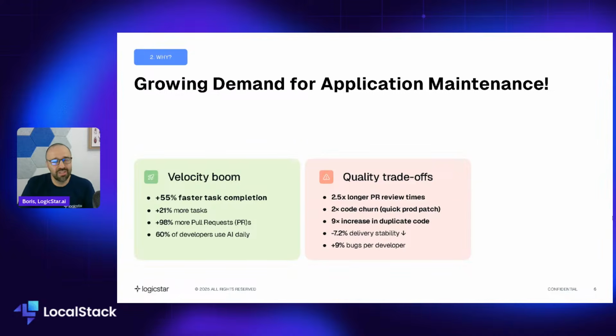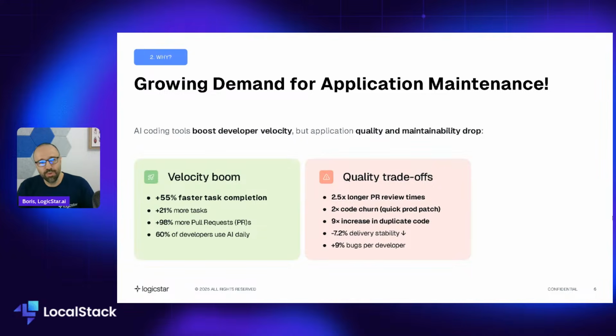The code churn more than doubled over the past year, which means there are quick prod patches of fixing something or removing it within the first 2 weeks of deploying to production. Code duplication has grown 9x over the last couple of years, and there is delivery stability of production applications, bugs, etc. The size of the pull requests actually more than doubled as well. So clearly, there are lots of signs of how we have historically been measuring quality, and we're seeing those going down. So in a way, we're getting this trade-off, boosting developer velocity, but quality and maintainability are actually dropping.